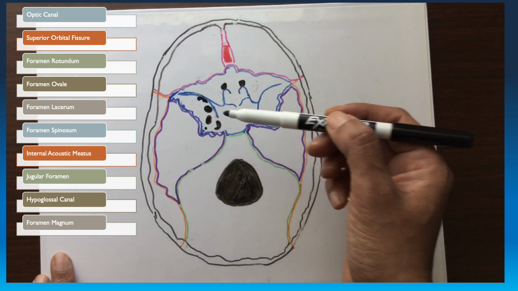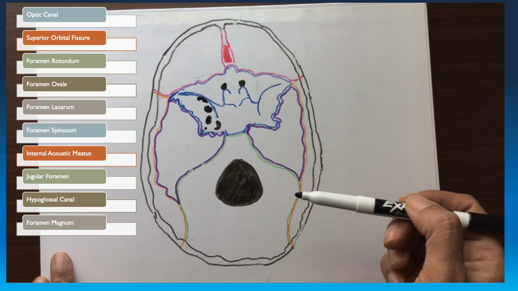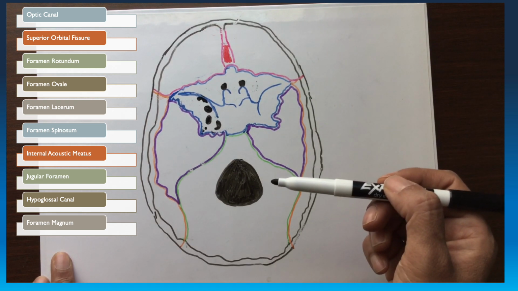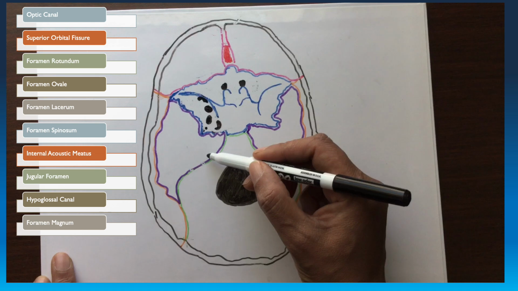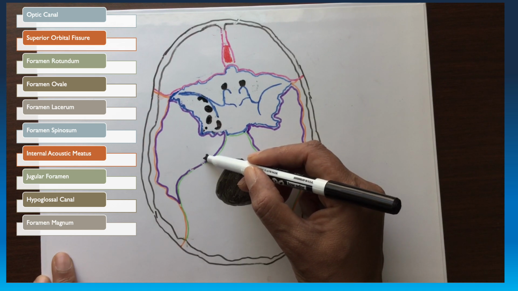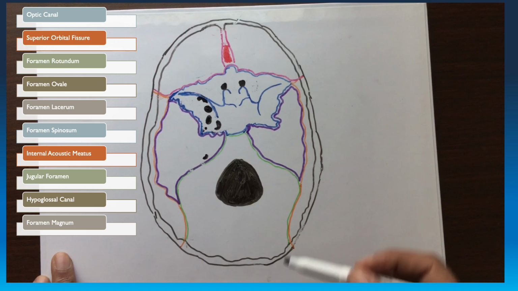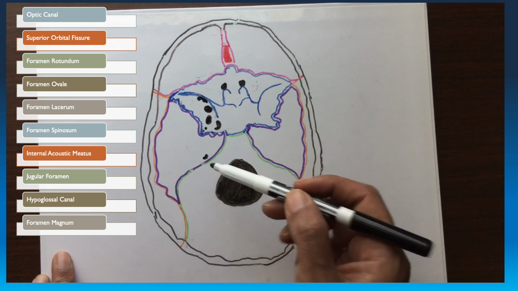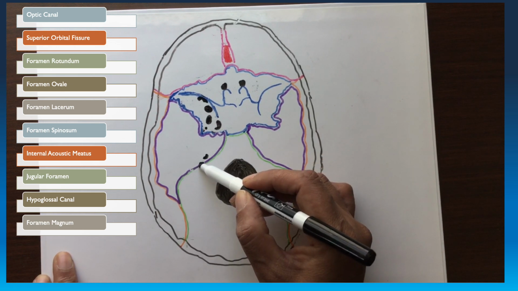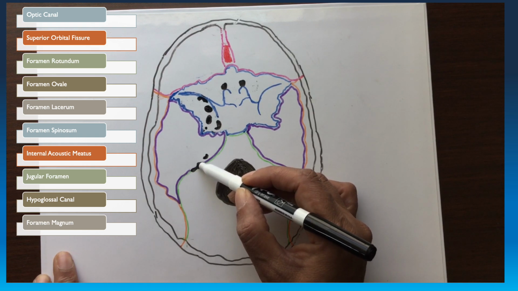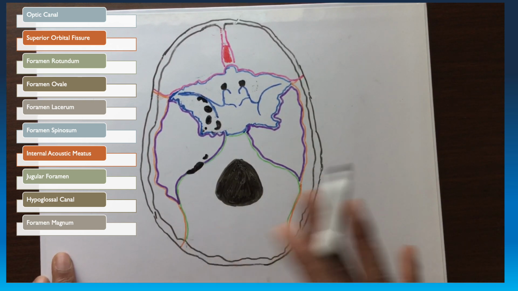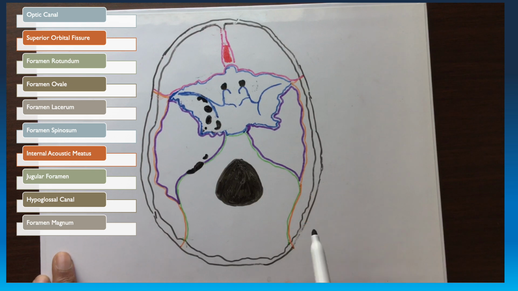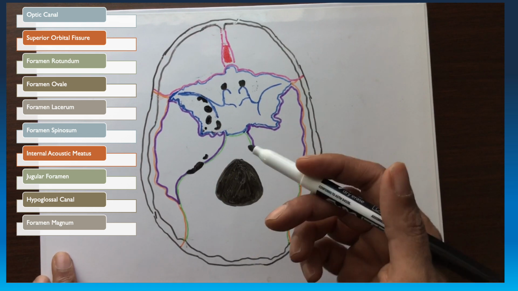Okay, then we've got the next one, which is going to be your internal acoustic meatus, and that's actually going to be right here. Oh, let me see if I could draw it. It's like a little kidney bean. That's going to be your internal acoustic meatus, and then right sort of under that, at the border here of the occipital and temporal, is the big one, right? This is your jugular foramen. Now, don't pay attention to the sizing, because it's a little technical to get the sizing accurate from this perspective, but essentially that's what that is, right?